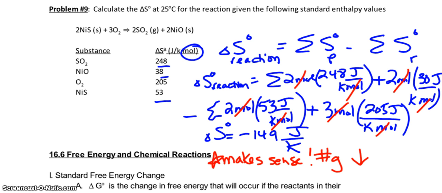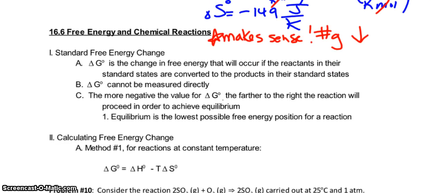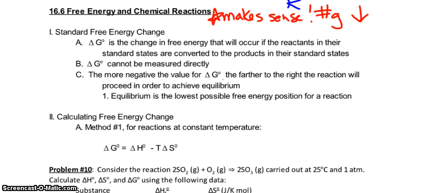All right, let's go ahead and do section 16.3, free energy and chemical reactions. We're going to find out that a lot of this stuff is very repetitive. You're going to see that you can do the same thing with delta G as we did in other things. So the delta G naught is a change in free energy that will occur if the reactants in their standard states are converted to products in their standard states.